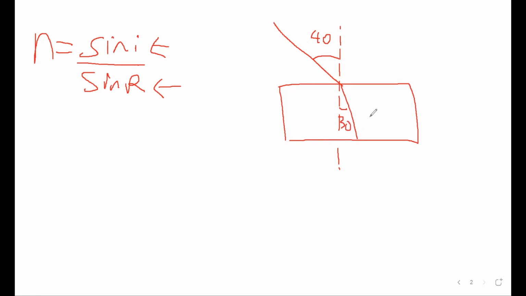Okay, with these 2 angles, you can straight away calculate the refractive index already. How do we calculate it? It's just simply substituting it in. N equals sine 40 divided by sine 30. Press this into your calculator, and you'll get a very small number that is close to 1 mark. Okay, press this and tell me how much you get. Sine 40 divided by sine 30.